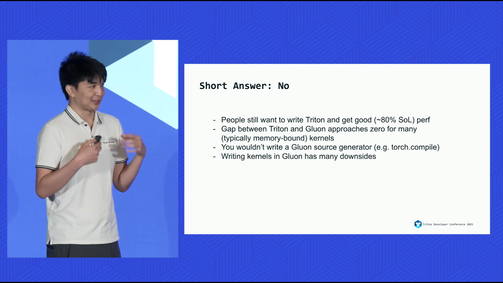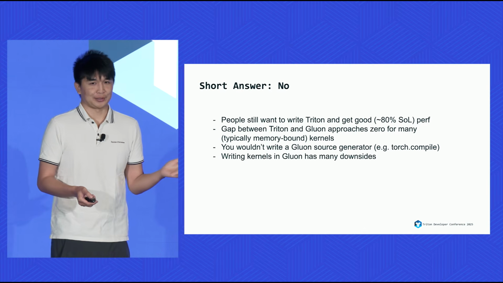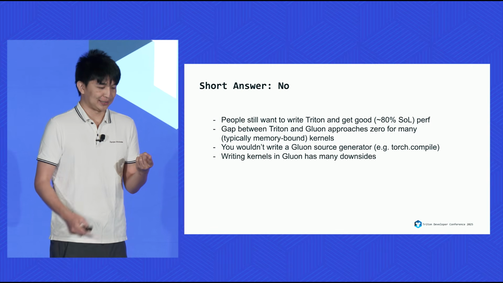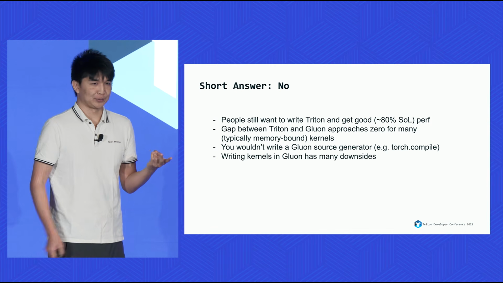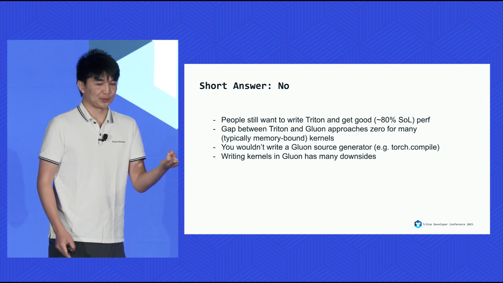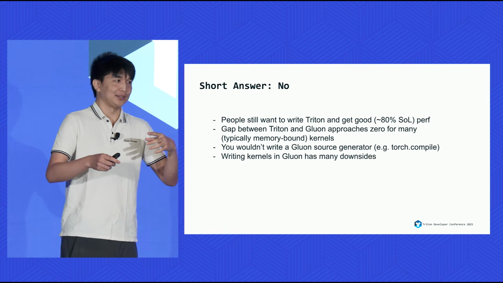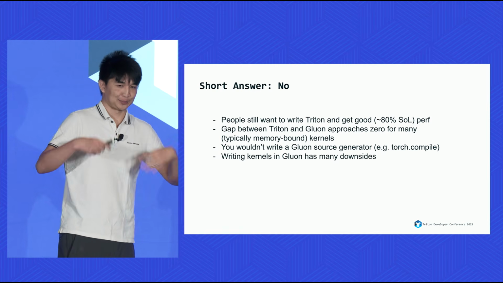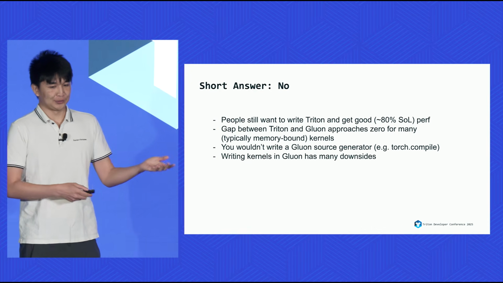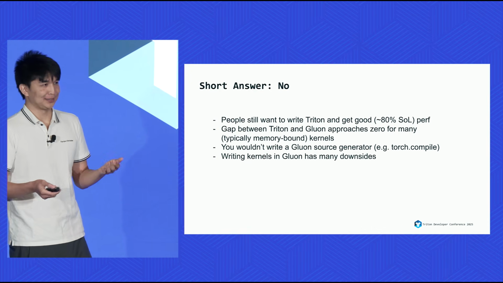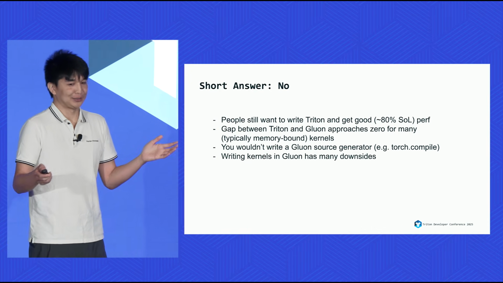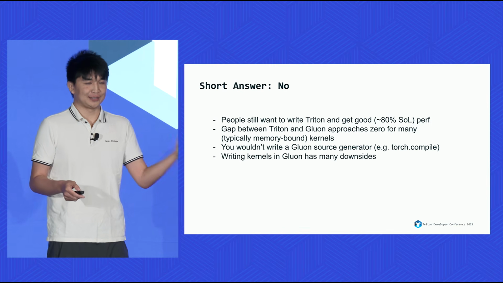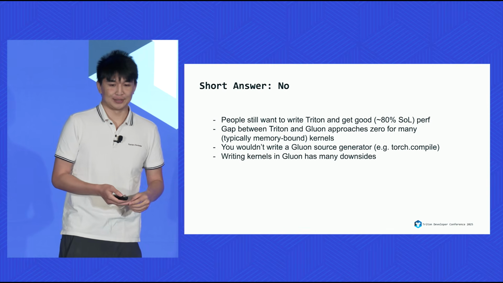The other reason why Triton is not dead is that you wouldn't write a Gluon source generator, right? You don't want your source generator to manage shared memory, pick optimal layouts, and do automatic warp specialization, all these things that you now have to do by hand as an expert programmer in Gluon. You don't have to do that in Triton. So you wouldn't write a torch compile backend for Gluon. That would be extremely non-trivial. You essentially would be reinventing large aspects of the Triton middle end.